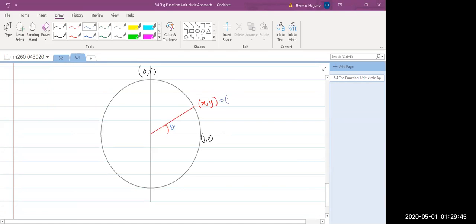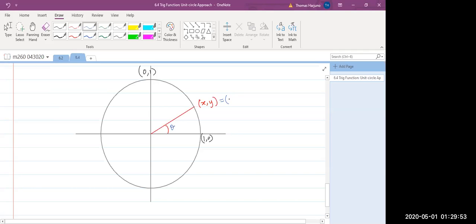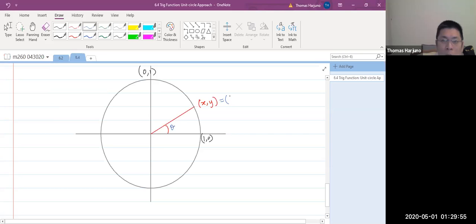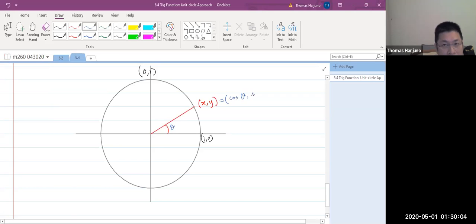What's the question? Don't you have it in red already? Huh? Isn't the coordinate x, y? Yeah, the coordinate is x, y, but in terms of theta. Oh, cosine theta, sine theta. Is it right? Yeah. Okay.